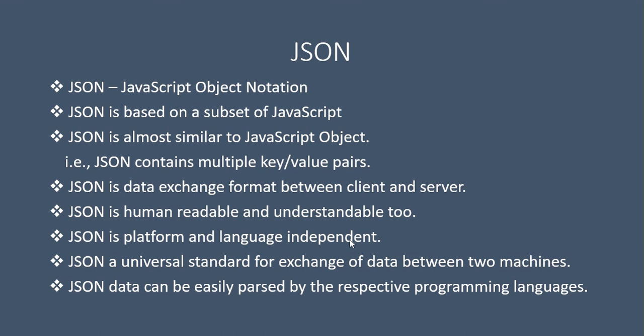Generally browser languages are JavaScript and HTML, so a JSON object is easily understandable by the browser. Coming to the server, all the programming languages understand the JSON format. It's a universally acceptable format. JSON is a universal standard for exchange of data between two machines. JSON data can be easily parsed by the respective programming languages.